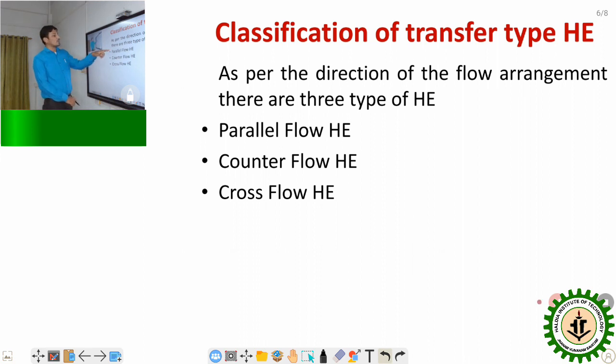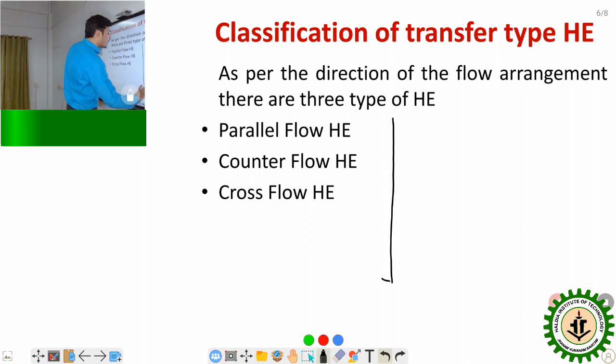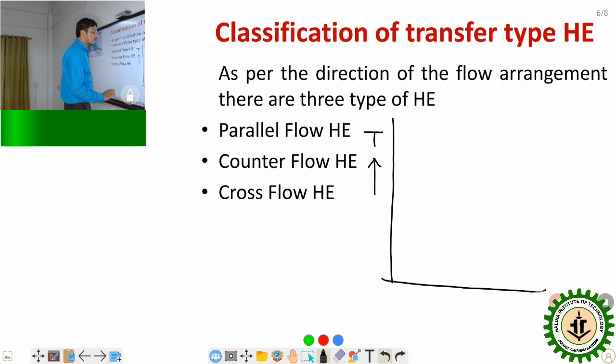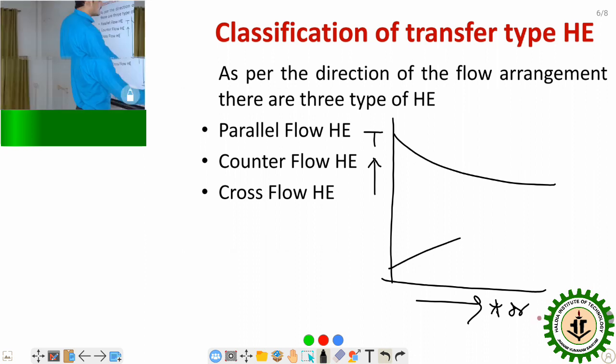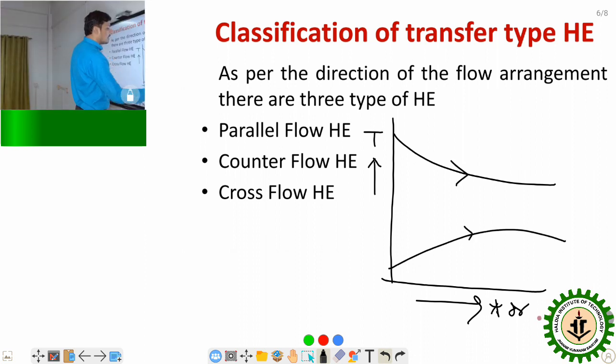As the name suggests, first is the parallel flow heat exchanger. If we draw the temperature curve, along the y-axis this is temperature, along the x-axis it is area A, or maybe length of the heat exchanger. Here this is the hot fluid and this is the cold fluid. The directions of flow of the two fluids are the same, meaning they are parallel to each other.